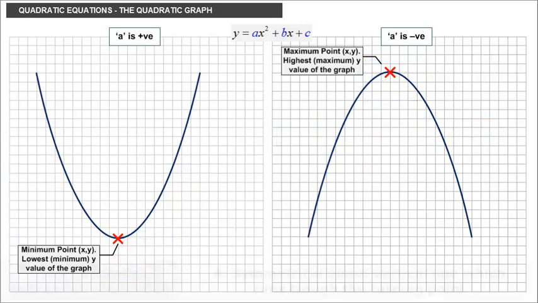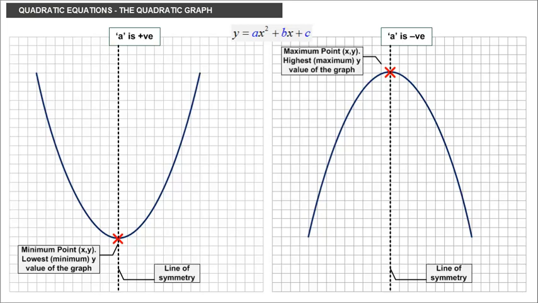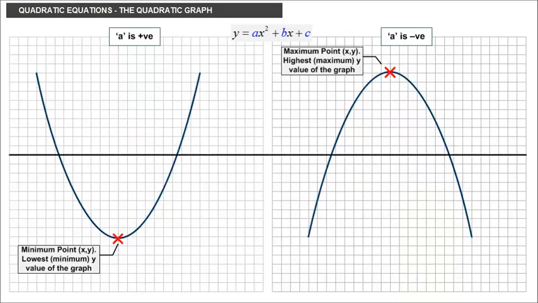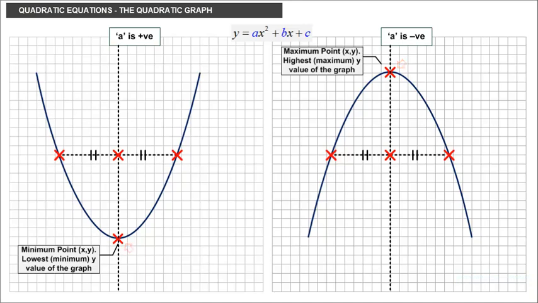Point number 4. The graphs are symmetrical about the vertical line that cuts through the turning points. This half of the graph has the same horizontal distance to the line of symmetry as the other half, which means if you draw any horizontal line that cuts the graph at 2 points, the perpendicular bisector between the points of intersection will run through the turning point, and it is the line of symmetry of the graph. This is applicable to both types of graphs.